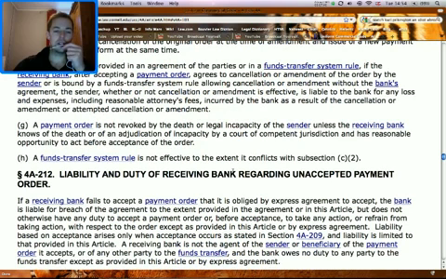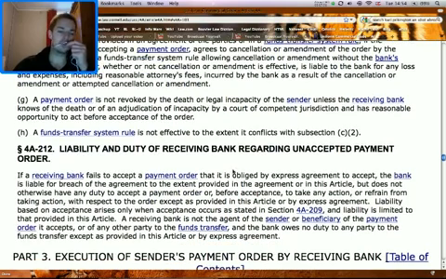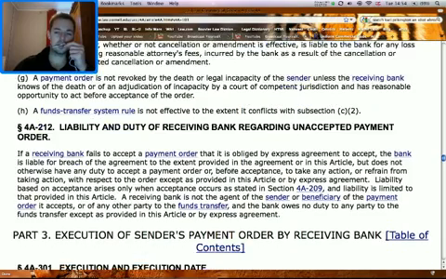A payment order is not revoked by the death or legal incapacity of the sender unless the receiving bank knows of the death or of an adjudication of incapacity by a court of competent jurisdiction and has a reasonable opportunity to act before acceptance of the order. A funds transfer system rule is not effective to the extent it conflicts with subsection C2.